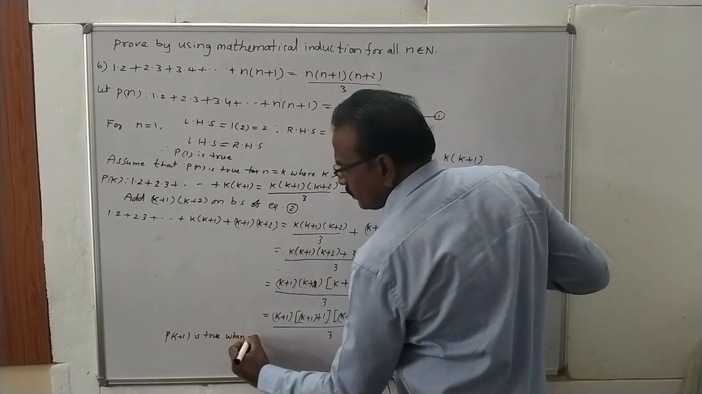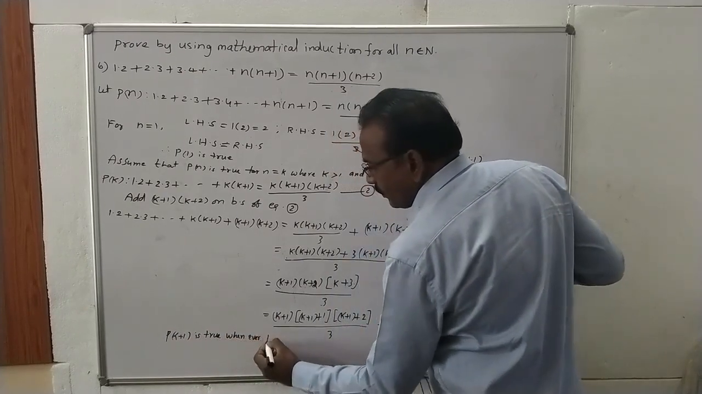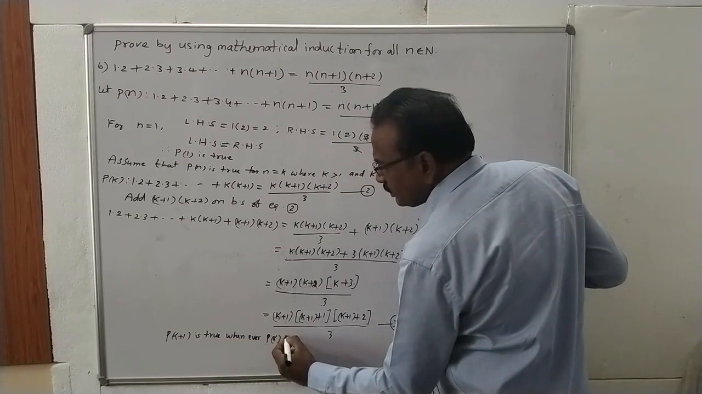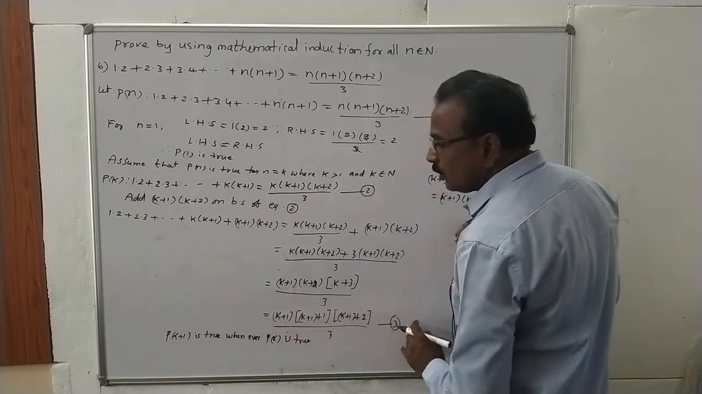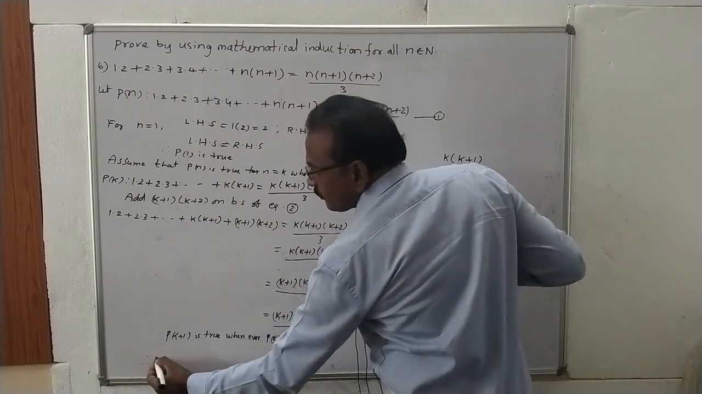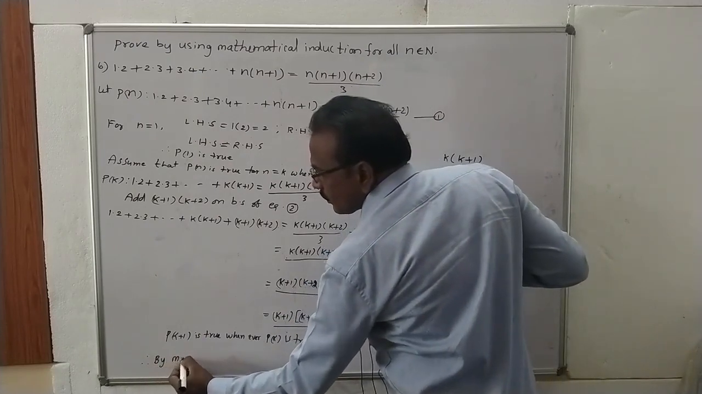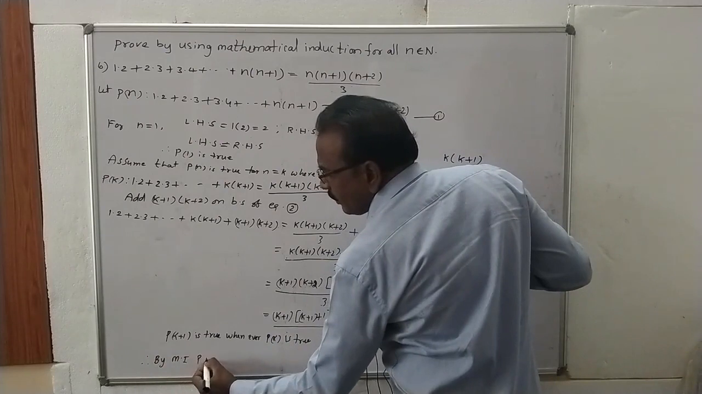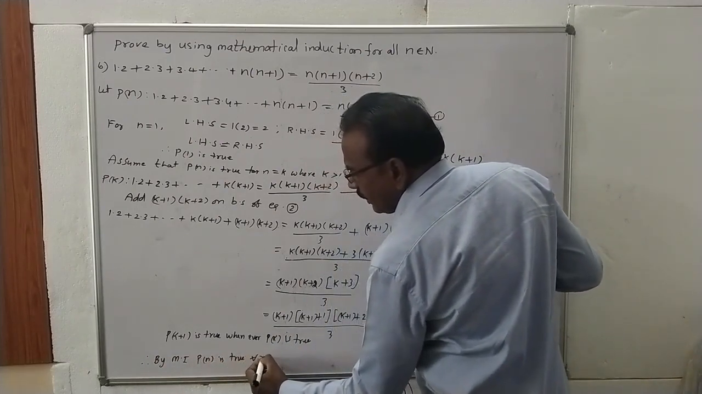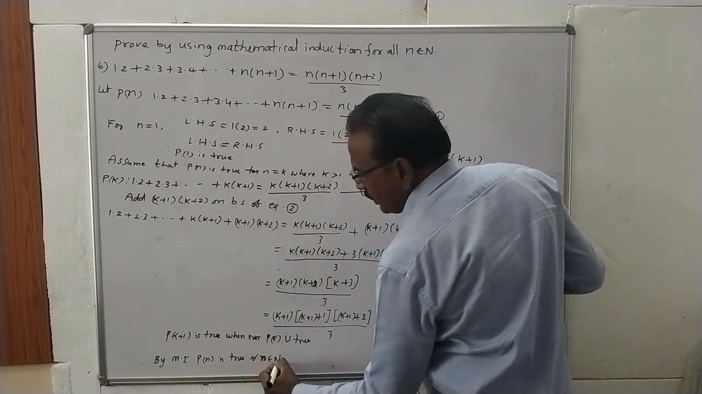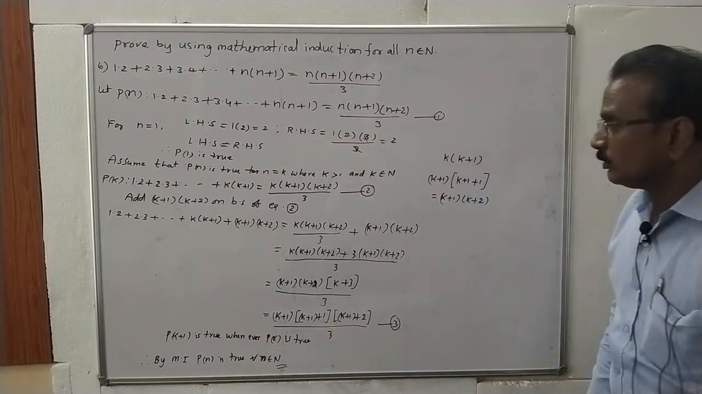whenever P of k is true. That means equation 2 is true, equation 3 is also true. Therefore, by mathematical induction, the given statement P of n is true for all natural numbers, for all n belongs to N. So this is the proof of the sixth question.